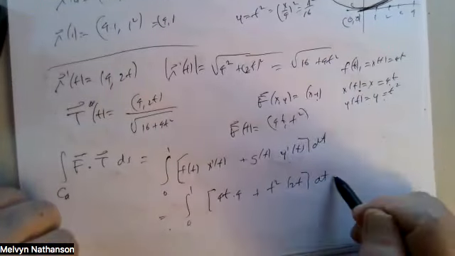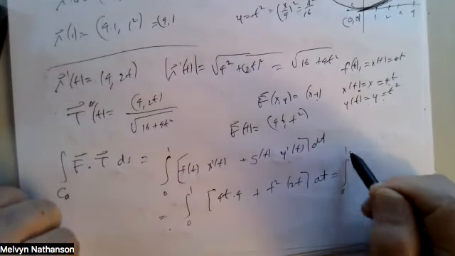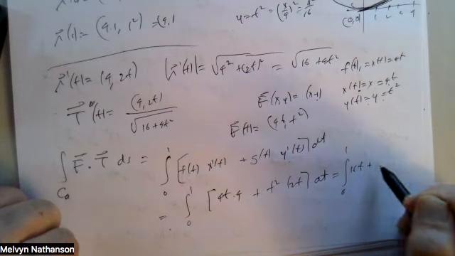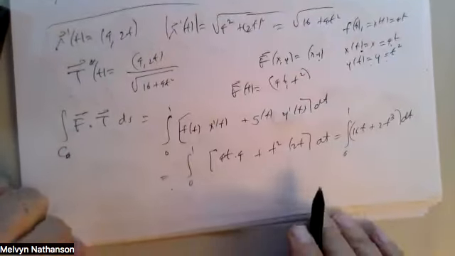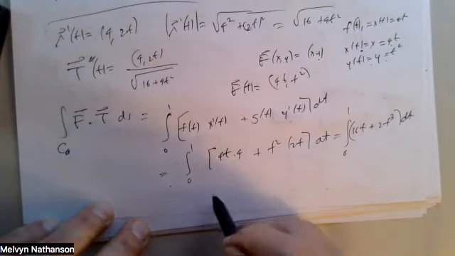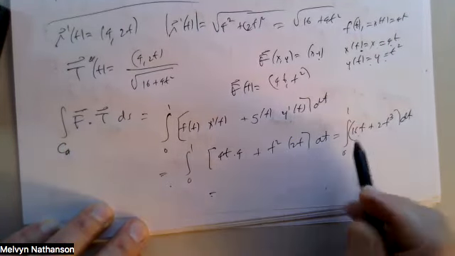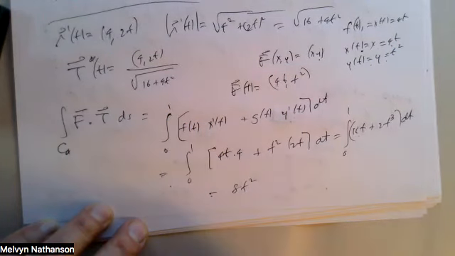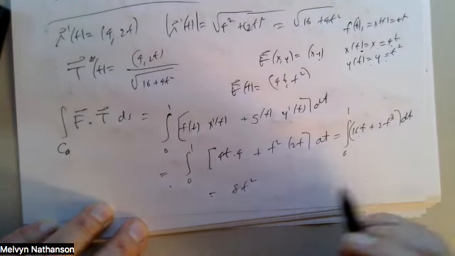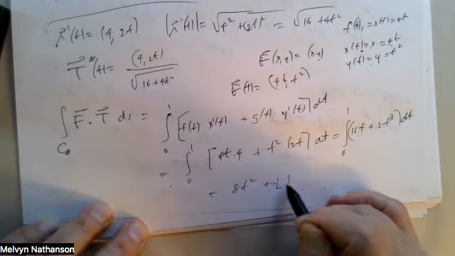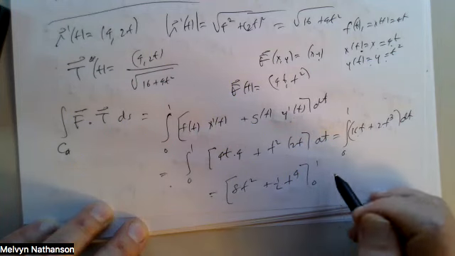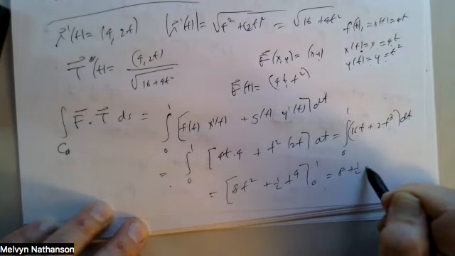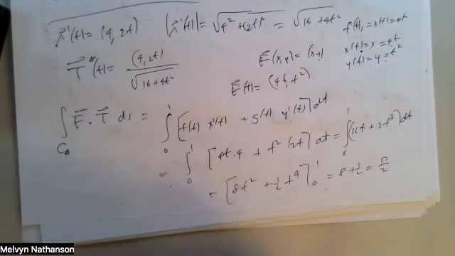dt. So this is the integral from 0 to 1 of 16t plus 2t cubed dt. So I reduce everything to simple integration. The integral of 16t is 8t squared. The integral of 2t cubed is a half t to the fourth. Evaluated from 0 to 1, I get 8 plus a half, which is 17 over 2.